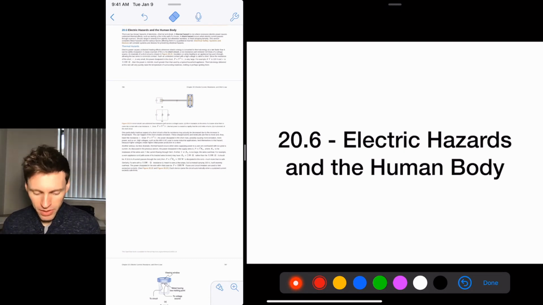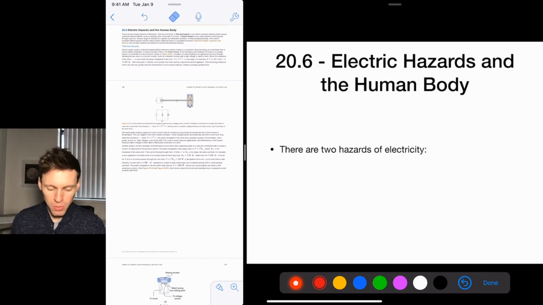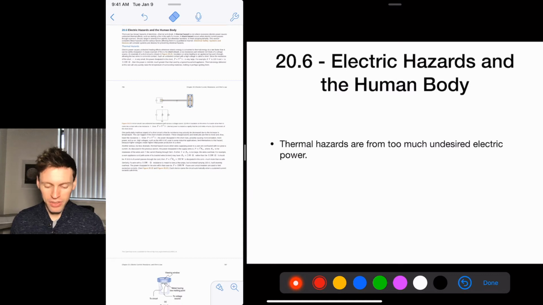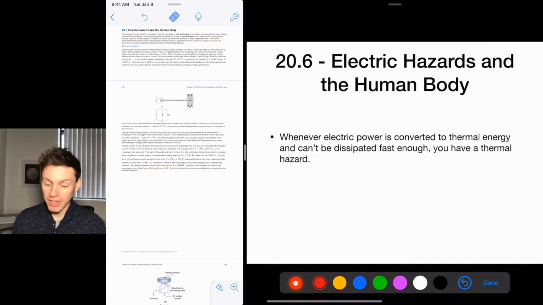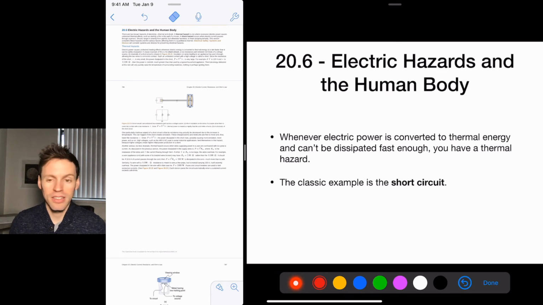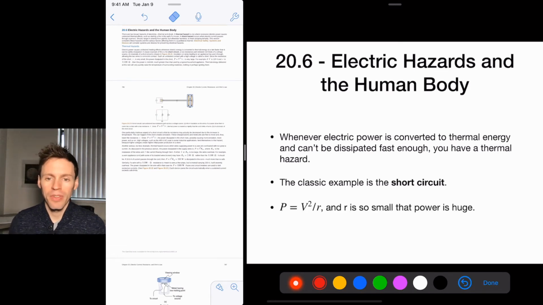Okay, so electrical hazards in the human body. There are two main hazards, thermal hazard and shock hazard. The thermal hazard is when you have too much power and it heats something up. You can start a fire, you can get burned. That's a thermal hazard, space heaters, right? Whenever electric power is converted to thermal energy and can't dissipate the heat fast enough, you have a thermal hazard. The classic example of this is the short circuit.